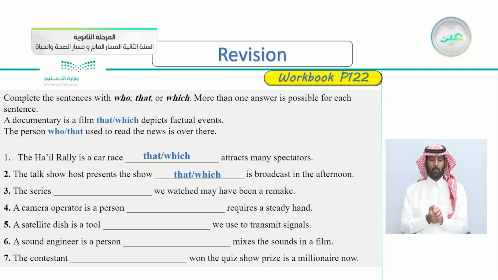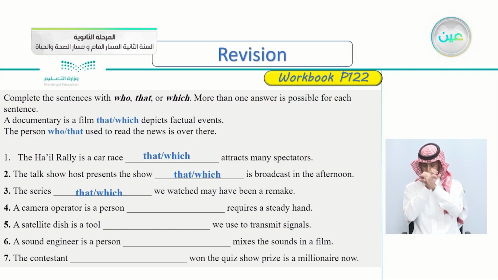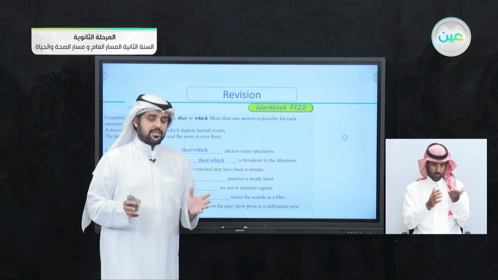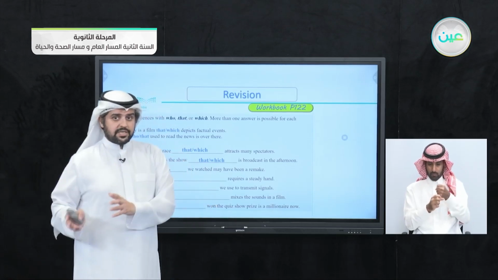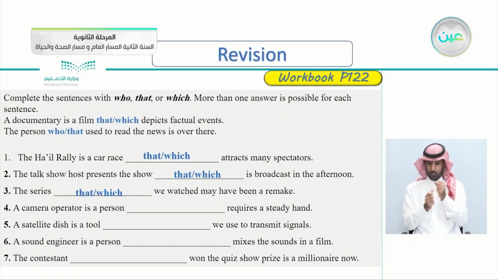The series we watched may have been a remake. So, yes, that or which we watched may have been a remake. Number 4, a camera operator is a person who requires a steady hand. So now we're talking about a person, not a thing. So we say, yes, that or who requires a steady hand.